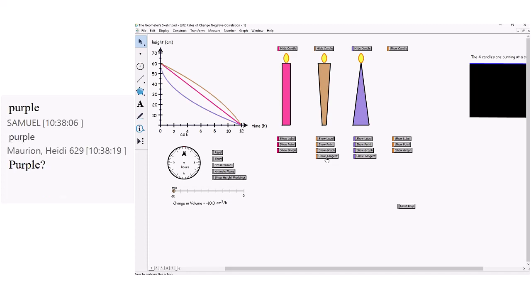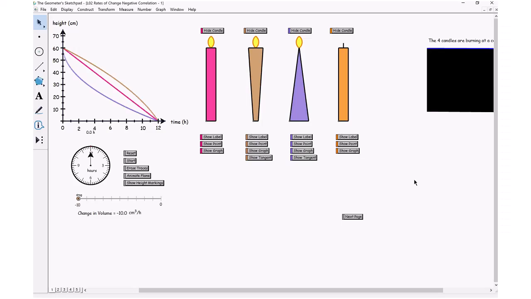Now we've got one candle left. All right, there's our last candle. What do you think its height over time is going to look like? Feel free to type anything you want in the chat box. No such thing as a wrong answer. Every hypothesis is a good hypothesis. If scientists were afraid of being wrong, we would never have discovered anything about the world.